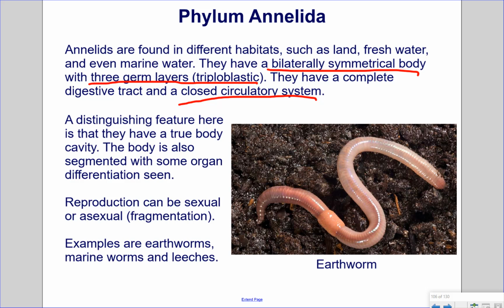Reproduction can be sexual or asexual. When they reproduce asexually, they do so by fragmentation. Examples are earthworms, marine worms, and leeches.